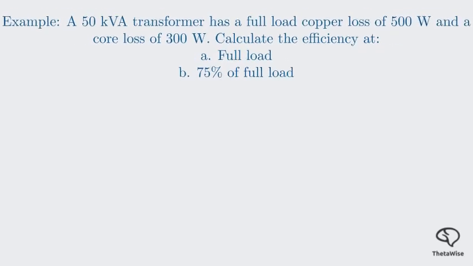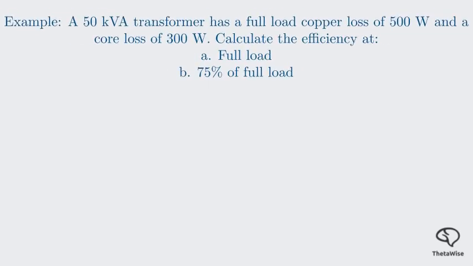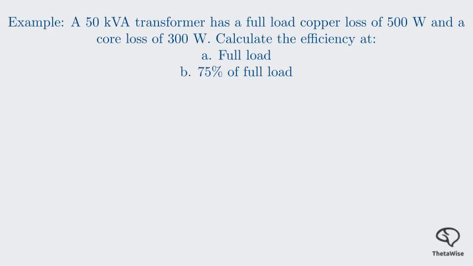First, let's understand the terms. 50 kVA is the transformer's apparent power rating. The core loss is our iron loss. And 75% of full load means the transformer is delivering 75% of its rated power.